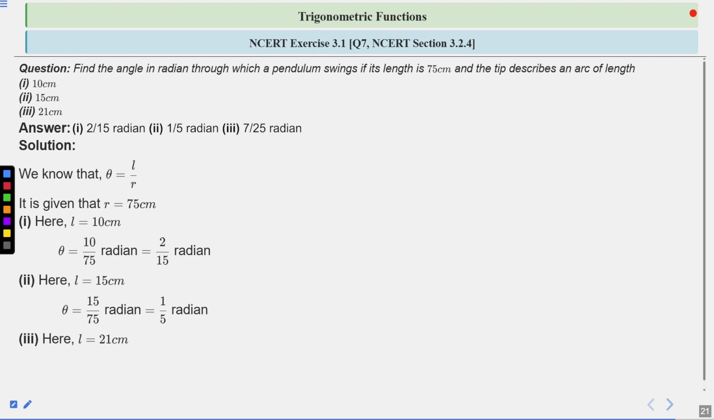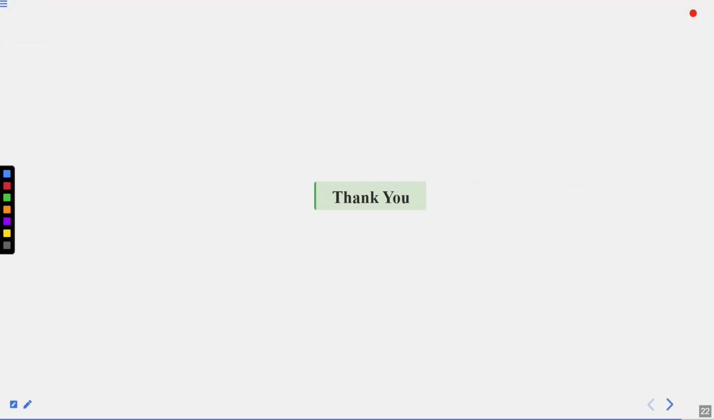Now let us see part 3. L is equal to 21 centimeter. So theta is equal to L by R, which is 21 upon 75 radians, and after solving this you will get 7 upon 25 radians. So the correct answers are: for part 1, 2 by 15 radian; for part 2, 1 by 5 radian; and for part 3, 7 upon 25 radian.